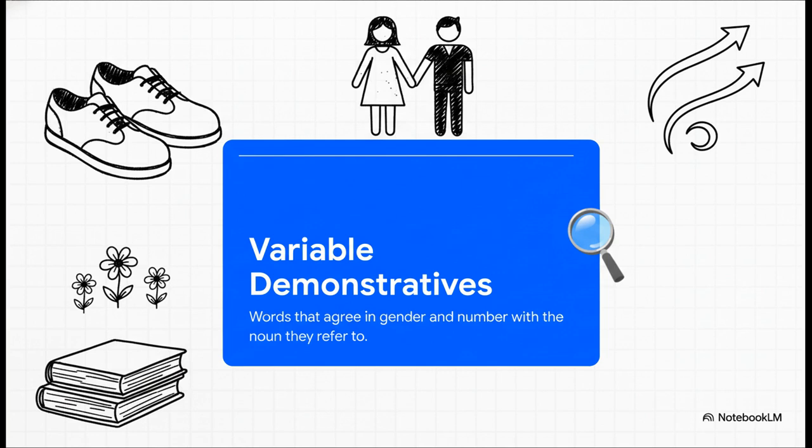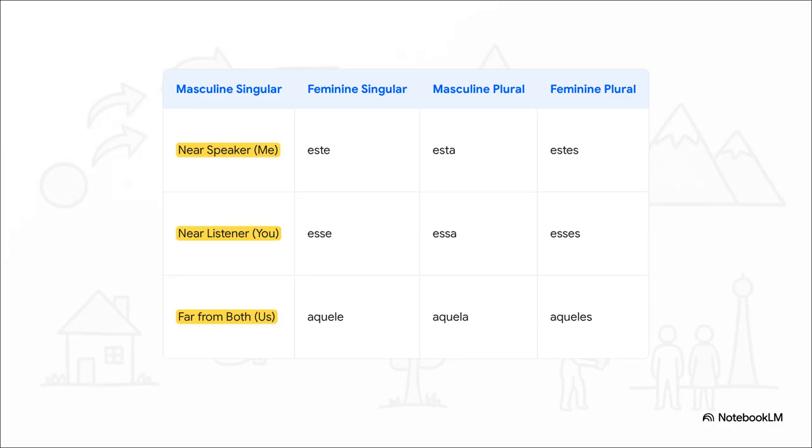It's super simple. If the noun you're talking about is feminine, you use the feminine version. If it's plural, you use the plural version. It's literally just a matching game. And here it is. This chart is basically your master key, your cheat sheet for the entire system. Look, on the left, you've got our 3 zones: near me, near you, and far from us. Then, going across the top, you see how each one changes from masculine, feminine, singular, and plural.